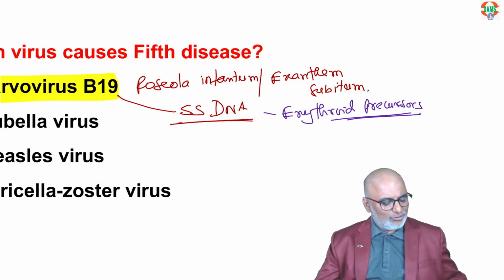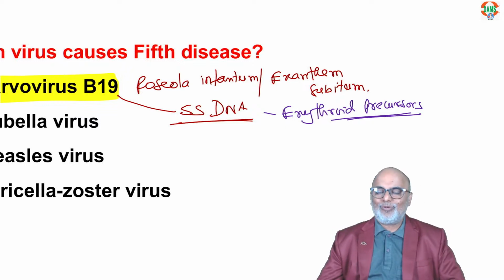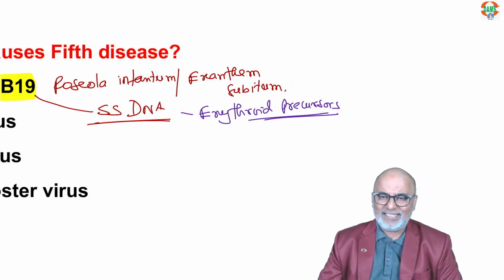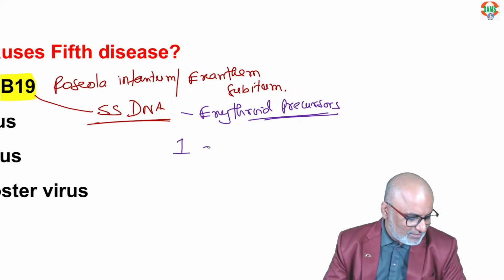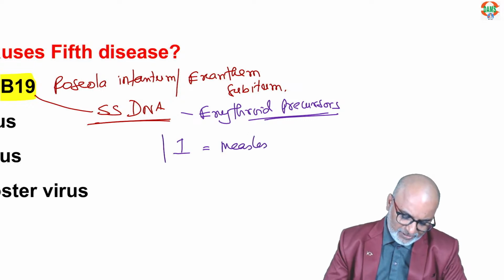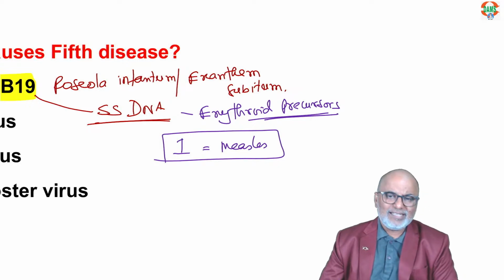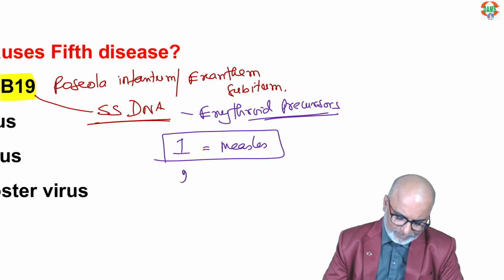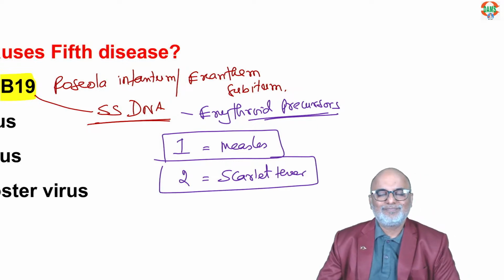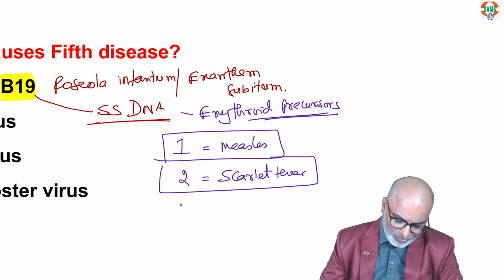You may be curious to learn about the other diseases also. These are called childhood exanthems, viral and bacterial, and there are 6 of them. First disease is always remember, measles. Second disease is scarlet fever. Third is rubella.